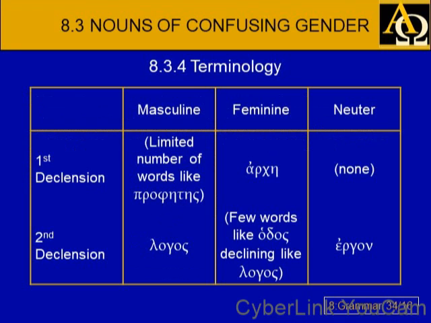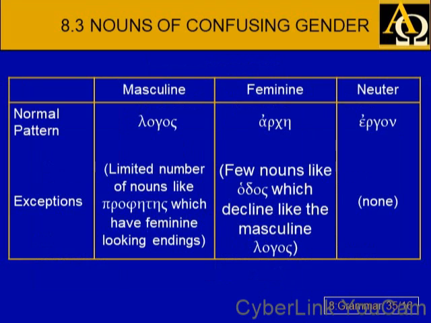So first declension: a limited number of words like prophetes, arche, in terms of masculine, and then arche. And then second declension: logos, a few words like odos, declining like logos and ergon. Logos, arche, ergon. A limited number of nouns like prophetes, which have feminine-looking endings. A few nouns like odos, which decline like the masculine logos. In neuter, there is none.